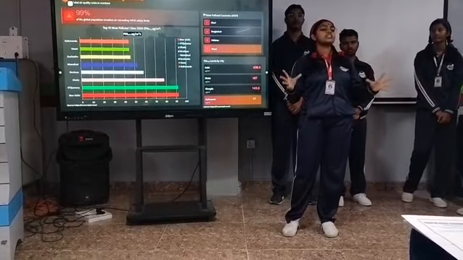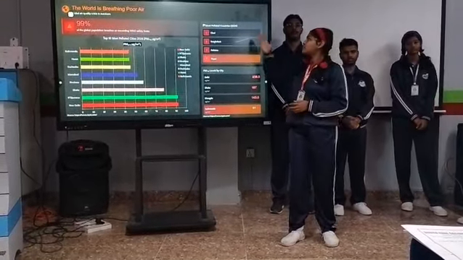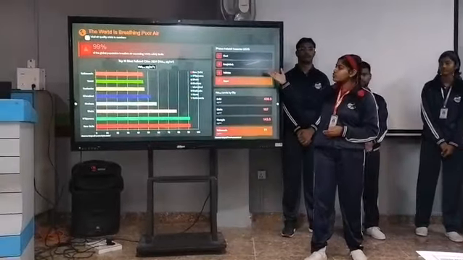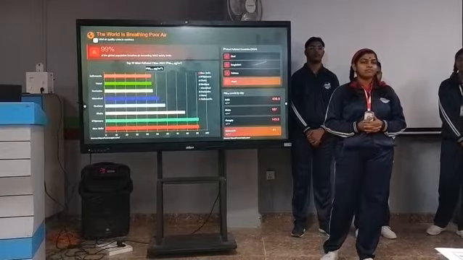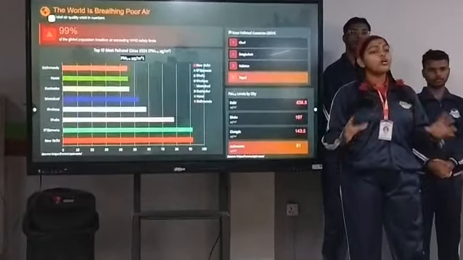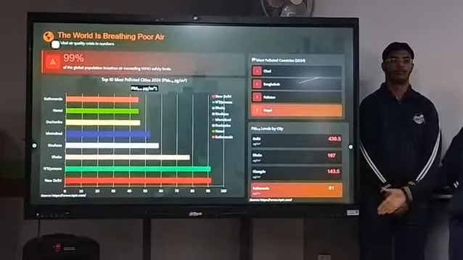Now let's look at the most polluted countries of 2024. Chad at number 1, Bangladesh at 2, Pakistan at 3, and our country Nepal? Well, we are at number 7, and we are in the top 10 for all the wrong reasons. Let's look at the cities.